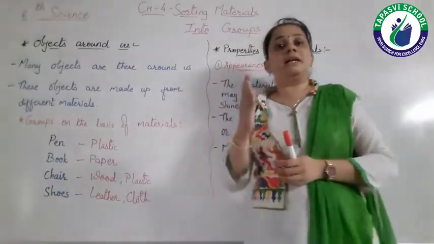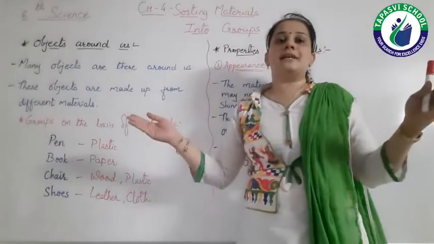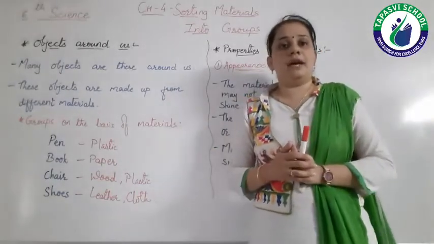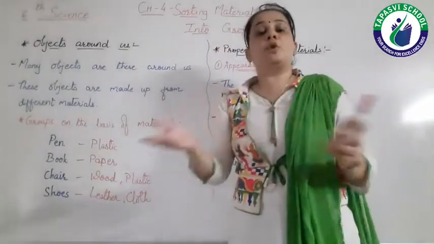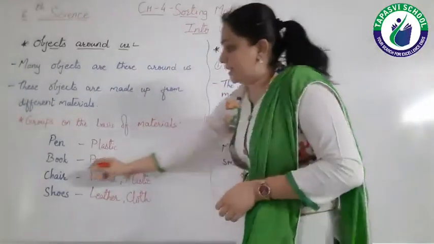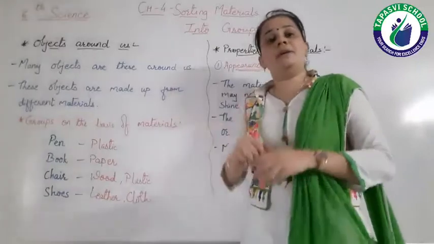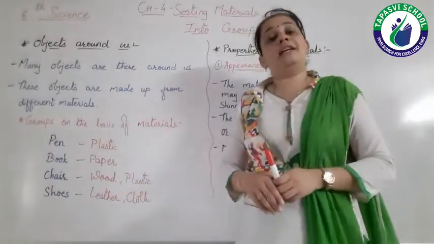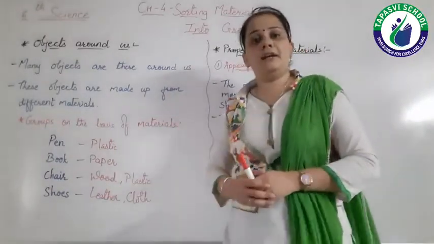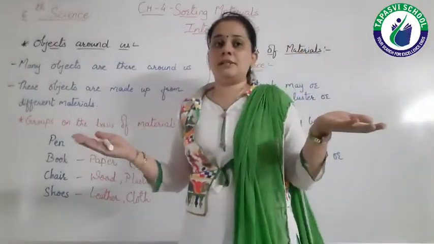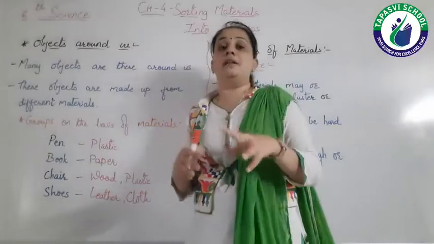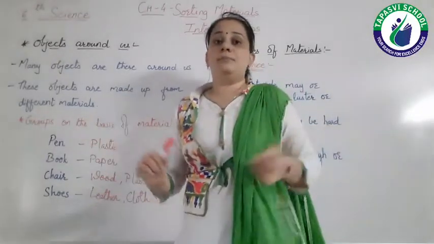So from one material so many objects are made. Right? Same, one object is also made up of so many materials. Say for example chair. Chair can be made from plastic or it can be made from wood. Right? So one object can be made from many materials or from one material many objects can be made.